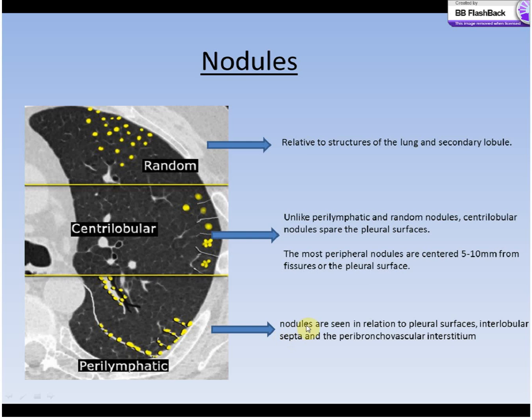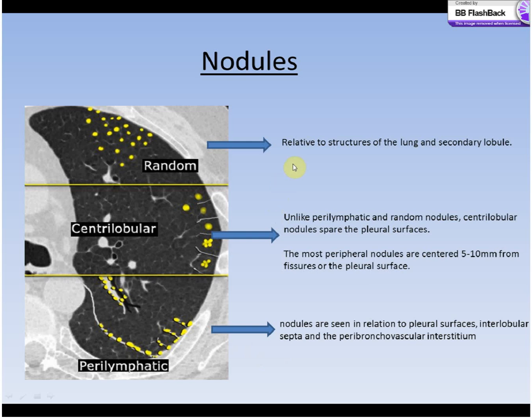Perilymphatic nodules are seen on pleural surfaces or along interlobular septae, where the peribronchovascular interstitium is. And simply put, the nodules are seen along the pleural surface, but they're also seen along fissures that may delineate the upper and lower lung, and this would be considered perilymphatic, and they'd be going along those interlobular septae of the secondary lobule as well.